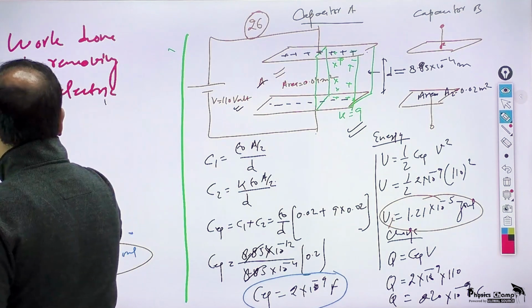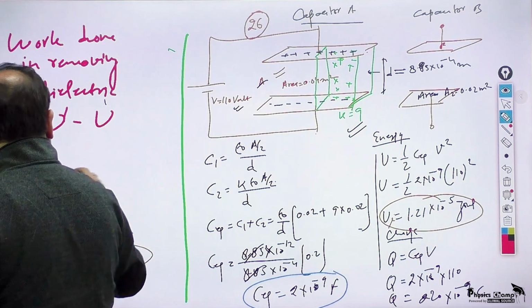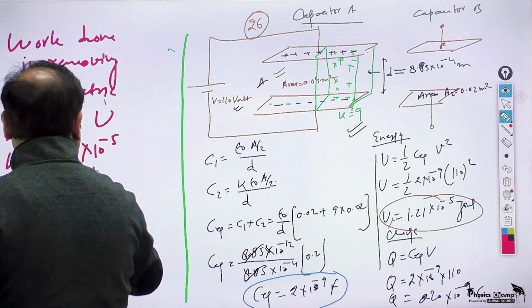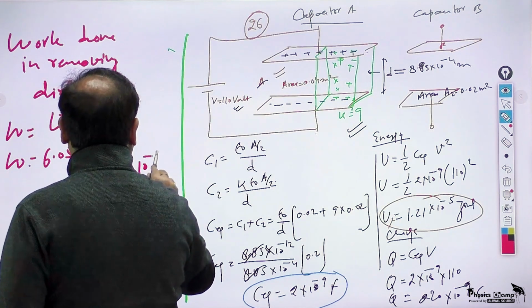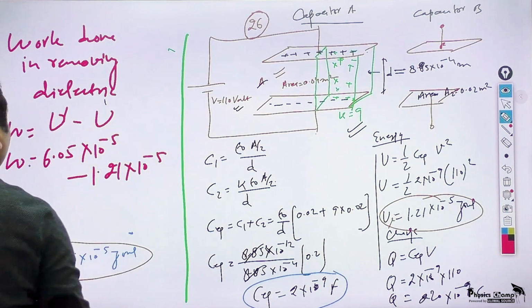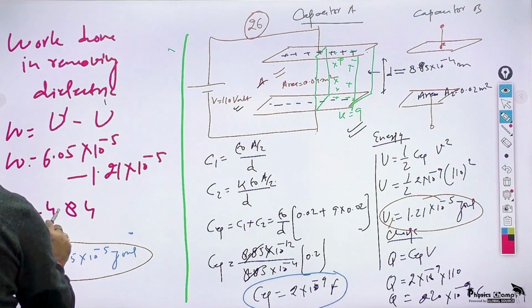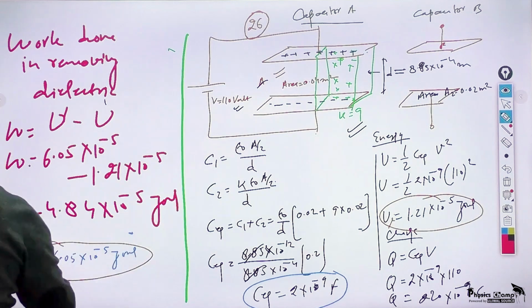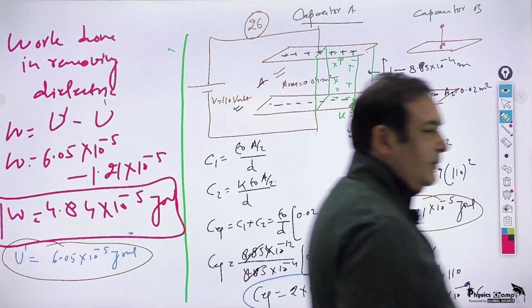You can say U final minus initial. This is 6.05 10 to the power minus 5 minus 1.21 into 10 to the power minus 5 joule. So here it is 4.84 into 10 to the power minus 5 joule. This much of work will be done in removing the dielectric.